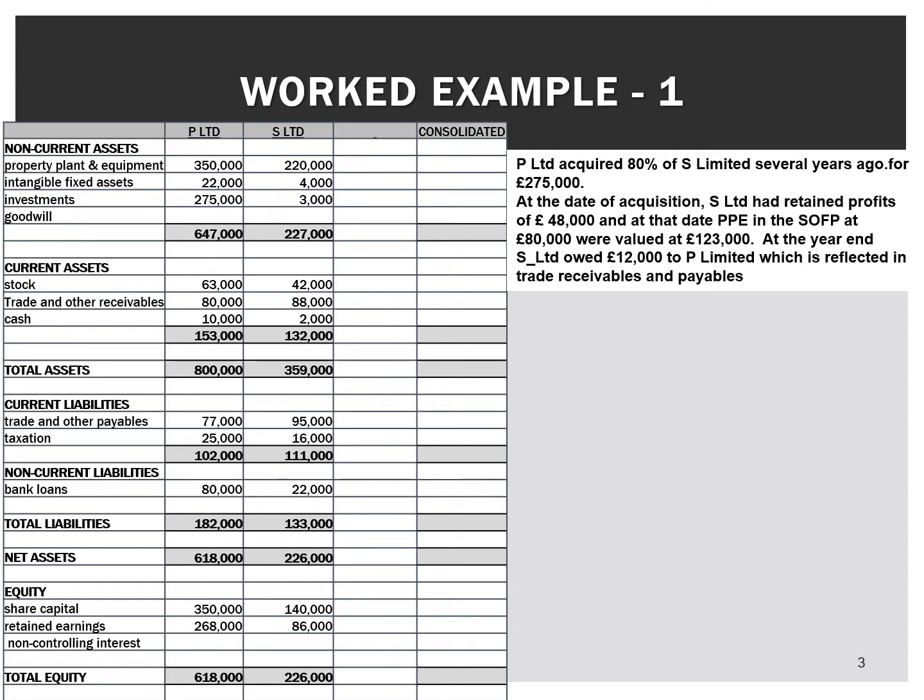And then finally we're told that at the year end there's an intercompany balance. S Limited owed £12,000 to P Limited. So in P Limited's statement, the trade and other receivables figure of 80,000 will include £12,000 owed by S Limited, and in S Limited's trade and other payables figure of 95,000, that £12,000 will also be included.